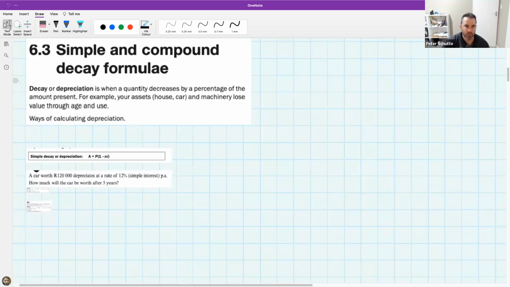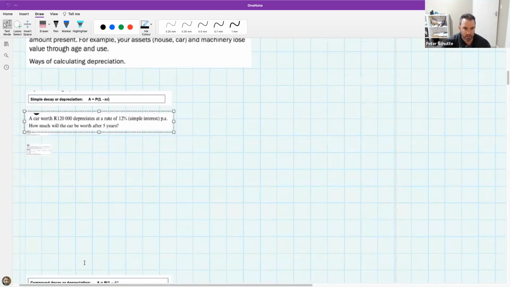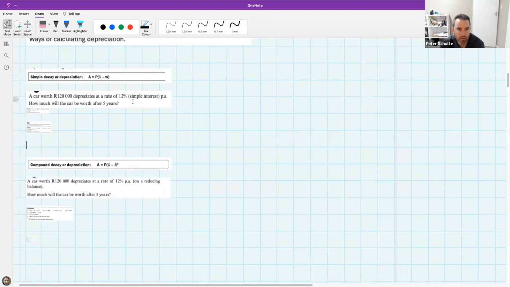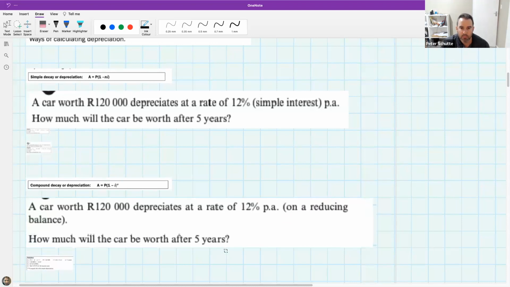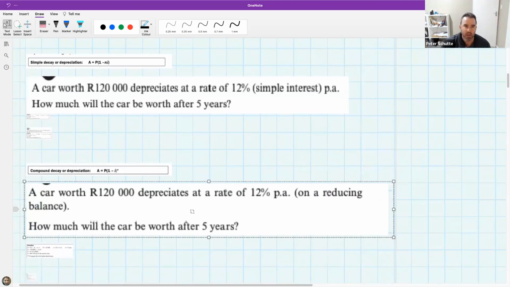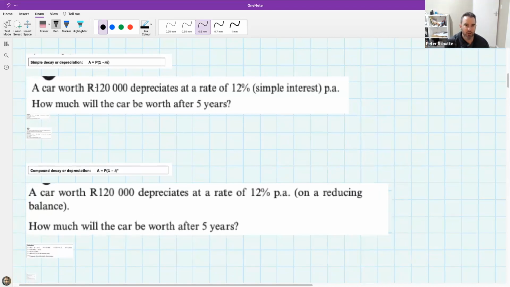So here is your very first question for today. Let me get both of them in view so that you can see both. So there's the one question and there is the other question. In the very first one, it says a car is worth 120,000 and it depreciates at a rate of 12% simple interest per annum. How much will the car be worth after 5 years? And the formula that they've given us, although I can write it above here, the one that you should be using will be that.